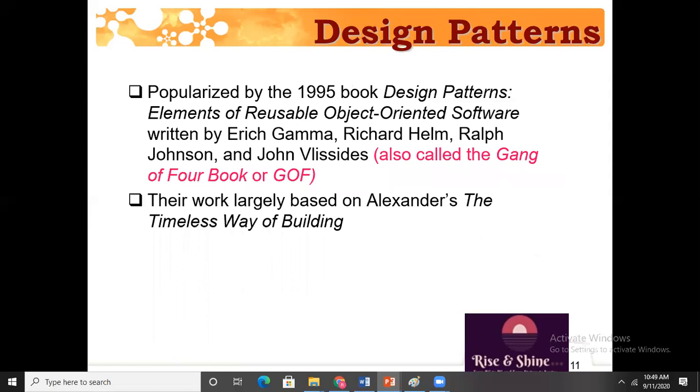Next, we are going to see how design patterns were introduced or came into the picture in the software industry. This term came into the picture in the software industry after 1995, when four authors published their work through their book. The book is called Design Patterns: Elements of Reusable Object-Oriented Software, and these four authors are called the Gang of Four. They also developed some design patterns in this book.